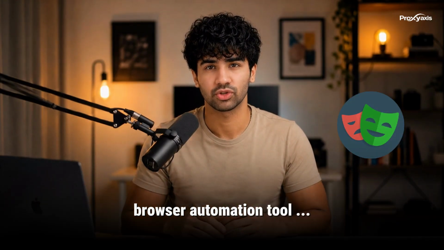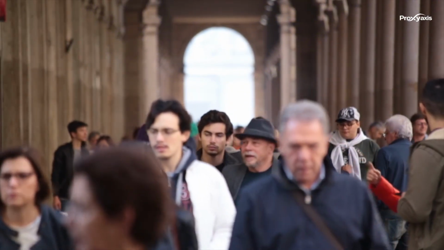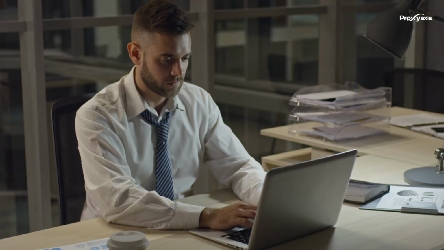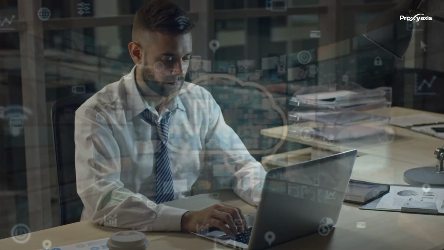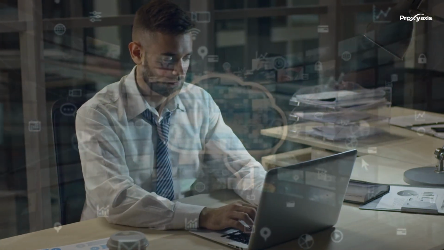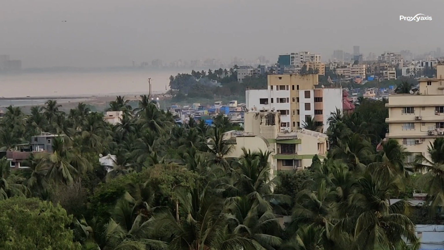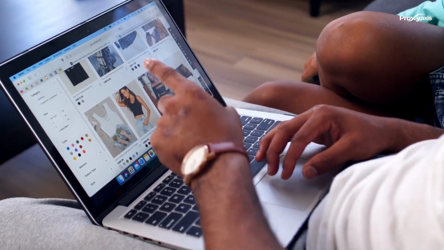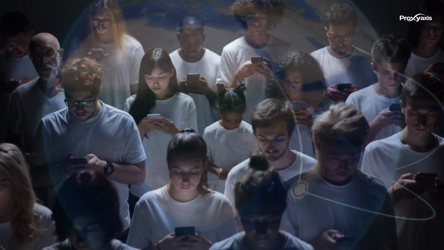Playwright is a browser automation tool. It mimics a real user. But here's the problem. When you send hundreds or thousands of requests from a single IP address, websites notice. Their anti-bot systems flag it immediately. Think about it from the website's perspective. A real user in Mumbai doesn't visit a product page 500 times in 10 minutes. A bot does. Proxies solve this by routing your requests through different IP addresses, making it look like the traffic is coming from thousands of real users spread across the globe.